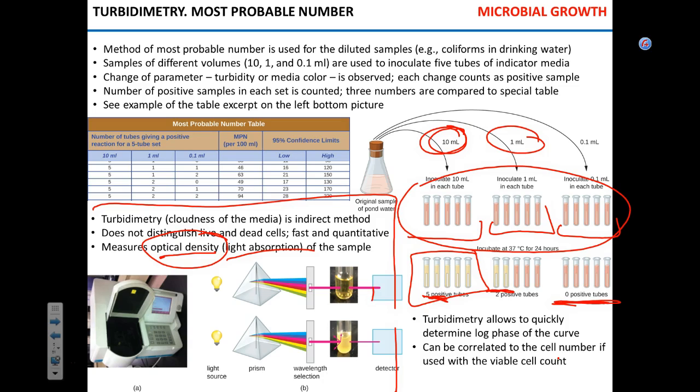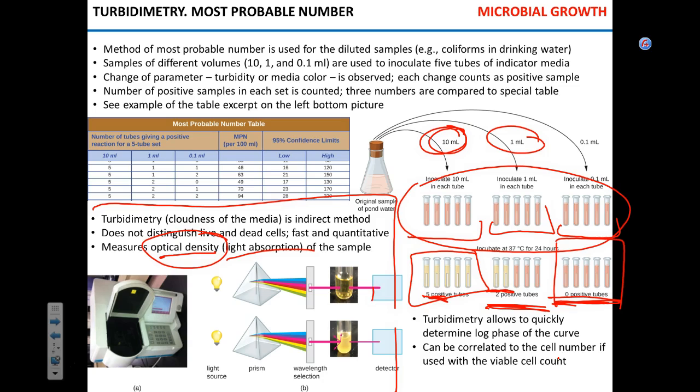So what does that mean? For the 0.1 inoculum, what does that mean? That none of those samples contained what? Bacteria, yeah, coliforms, whatever we're looking for, right? So it was so small that nothing was in the sample. Does that make sense? Here, in the 1 milliliter inoculum series, only 2 samples contained bacteria and 3 did not. Does that make sense?